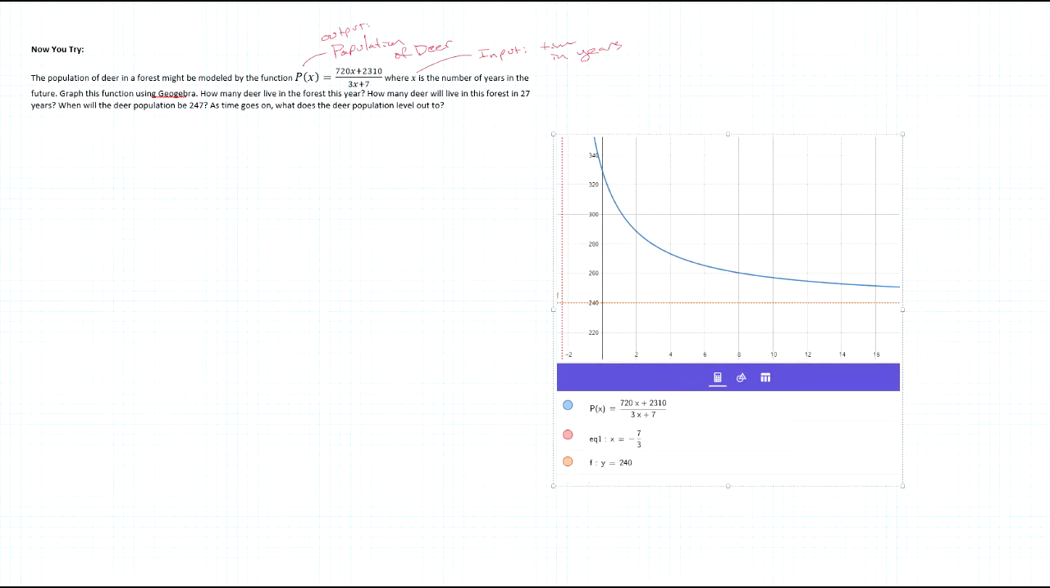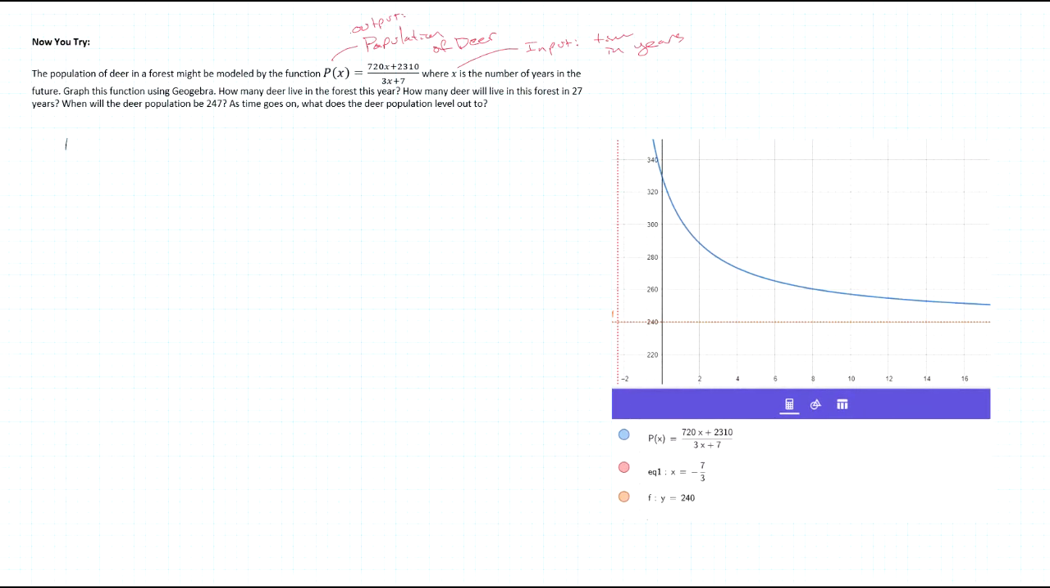All right. So the first question that we're asked is, how many deer live in the forest this year? So when x is 0, how many deer live in the forest right now? That's when x equals 0.